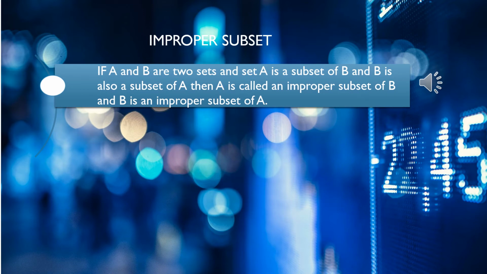Improper subset. If A and B are two sets and set A is a subset of B and B is also a subset of A, then A is called an improper subset of B and B is an improper subset of A. You can also see these points. You can read them and these are very easy points to understand.